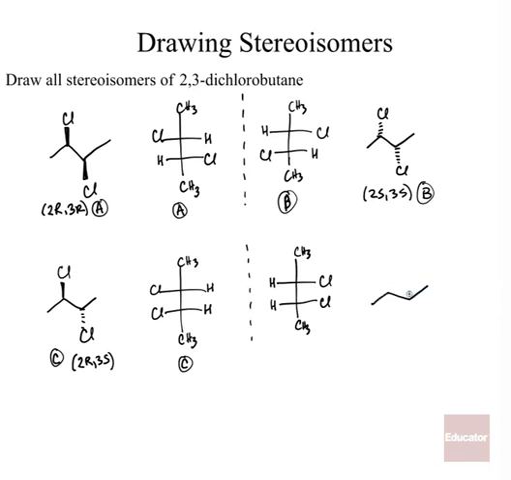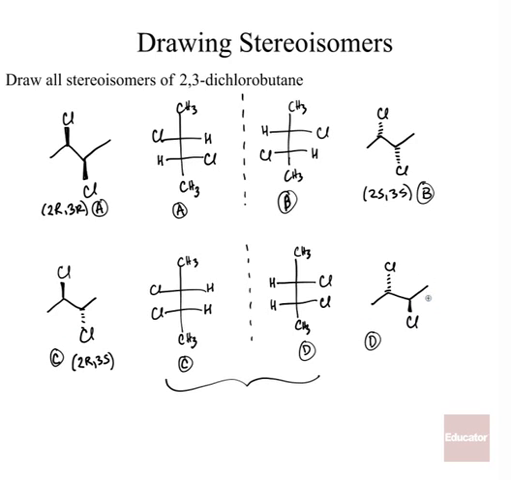And that would be the same structure, but instead of a wedge and then a dash, we could have a dash and then a wedge. And we would call this structure D. Okay, but there's a problem with this analysis. I want you to compare these two Fisher projections, or even these two line drawings. Are these in fact unique structures?